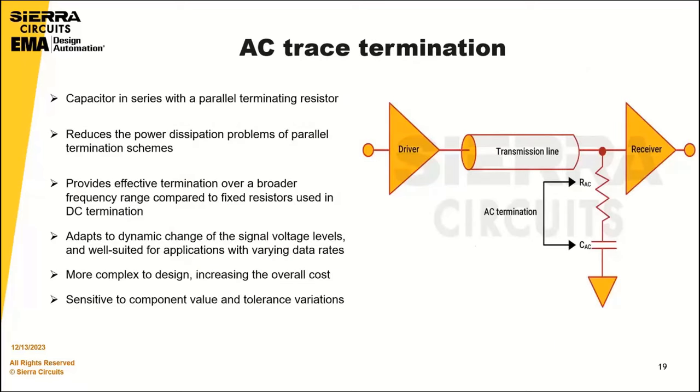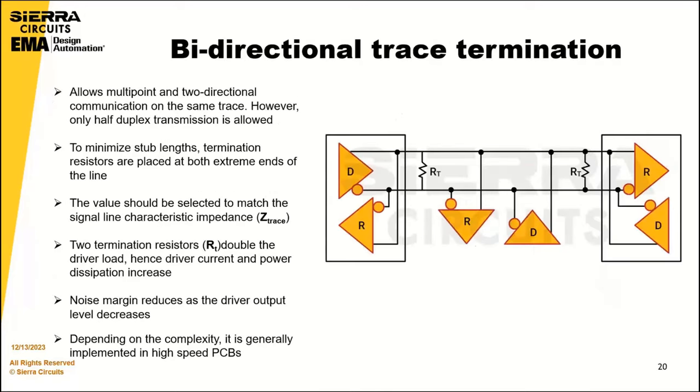Then we have AC trace termination, which is achieved by introducing a capacitor in series with a parallel terminating resistor. It reduces the power dissipation problems of parallel termination strategies, and it provides effective termination over a broader frequency range than fixed resistors used in DC termination. The technique can adapt to dynamic changes in the signal voltage levels and is well suited for applications with varying data rates. The cons are that it consumes more power and is sensitive to component value and tolerance variations.